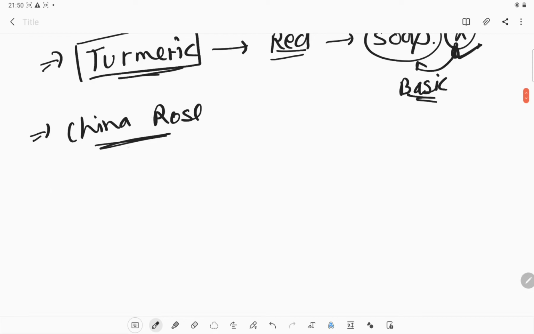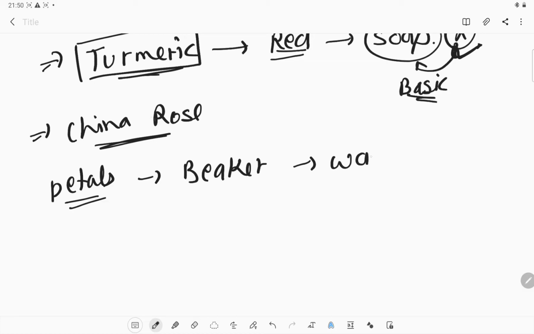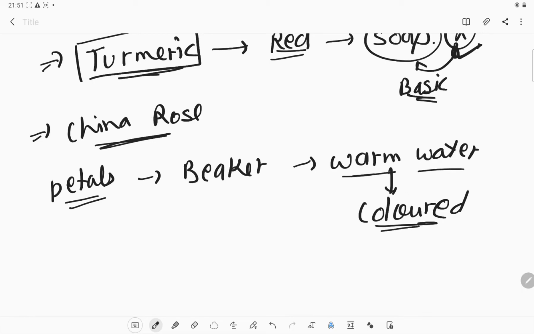What we need to do is collect some petals of the China rose in a beaker, add some warm water into it, and keep it aside. As the solution starts giving some color, the solution becomes colored. Till then you need to keep the warm water mixture with the petals. This is the beaker. It contains the warm water as well as the petals of the China rose.